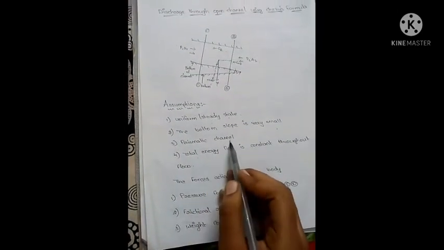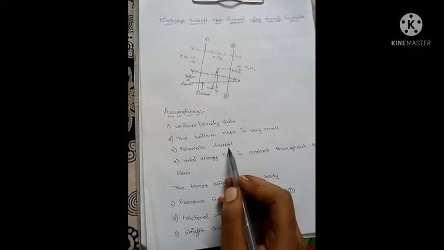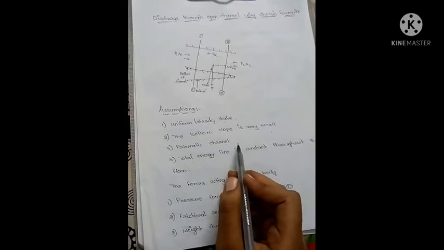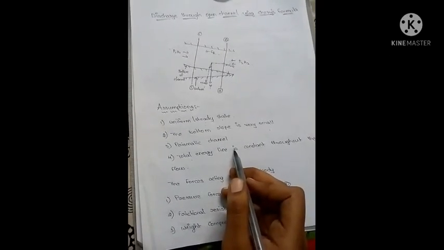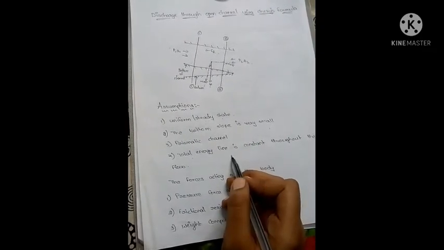Next, it should be a prismatic channel. A prismatic channel means the dimensions of the channel do not change. Generally the examples for prismatic channels are man-made channels, like rectangular channels or triangular channels. The fourth assumption is that the total energy line is constant throughout the flow.